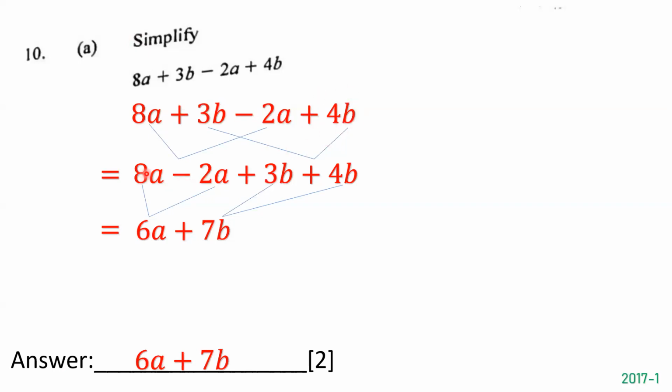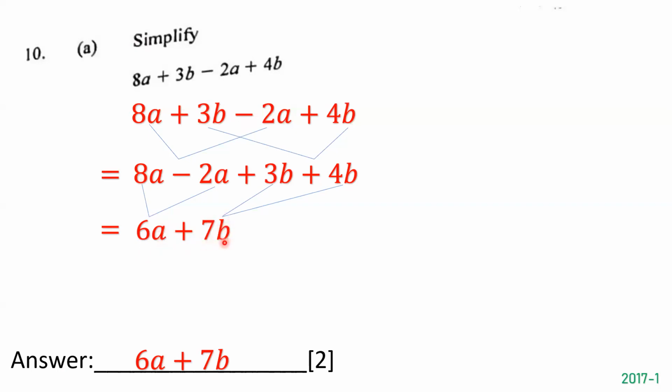And so 8a minus 2a is definitely going to be 6a. And then 3b plus 4b is definitely 7b, because 3 plus 4 is 7 and 8 minus 6 is 2. And so our answer here is 6a plus 7b. We cannot simplify any further because these two are unlike terms.